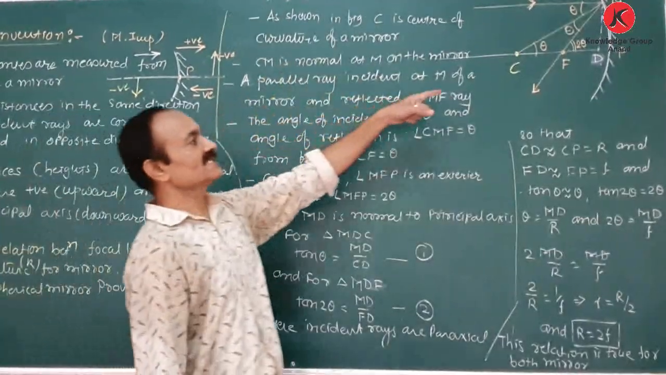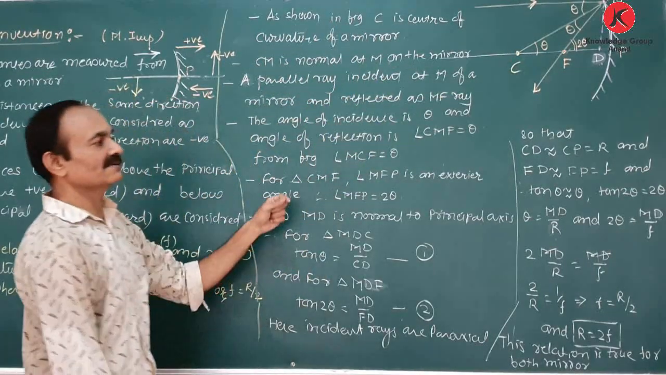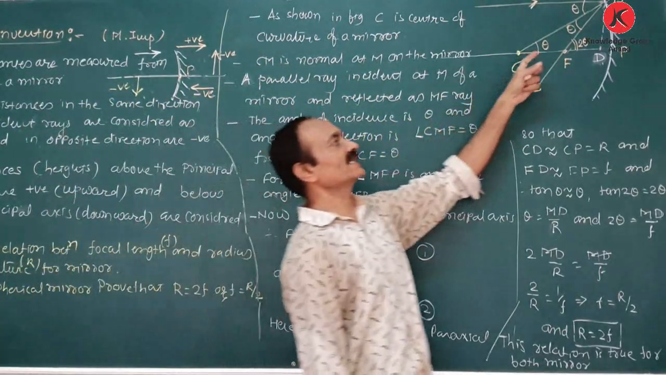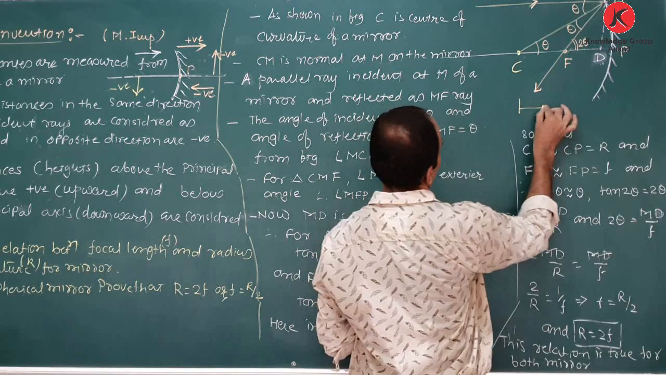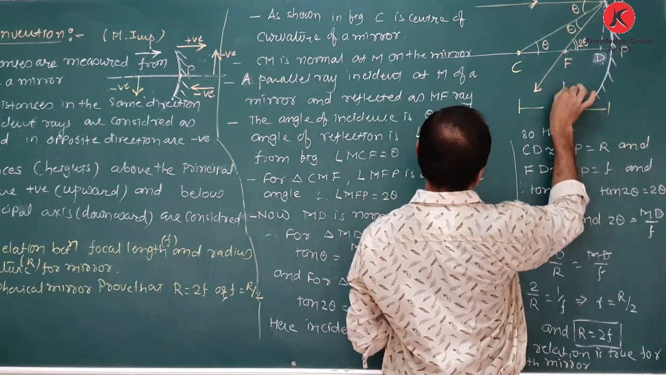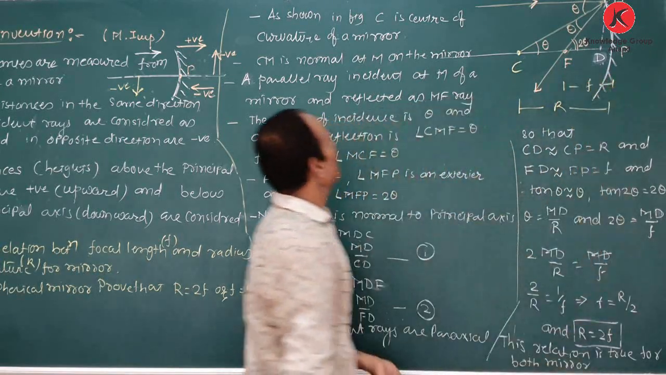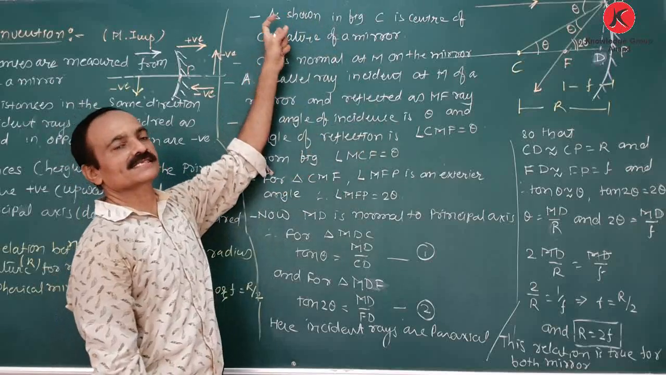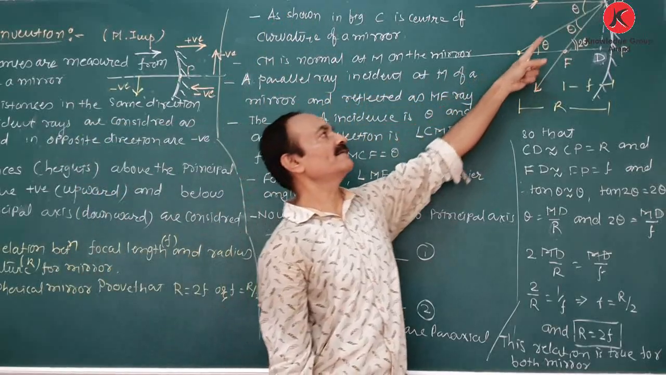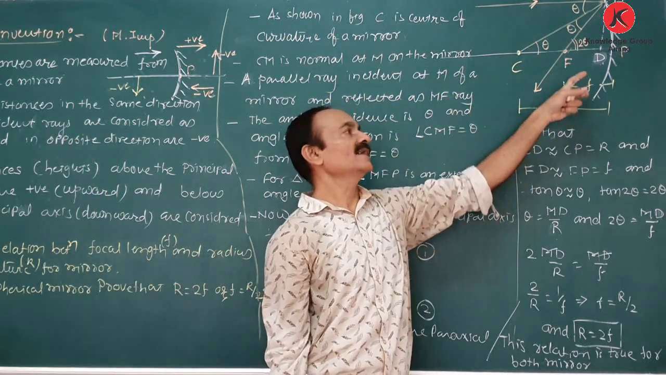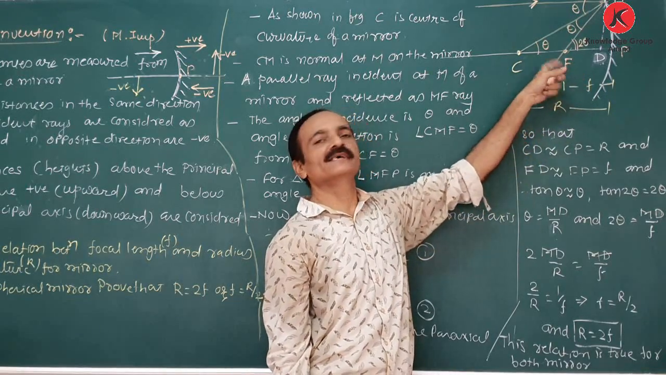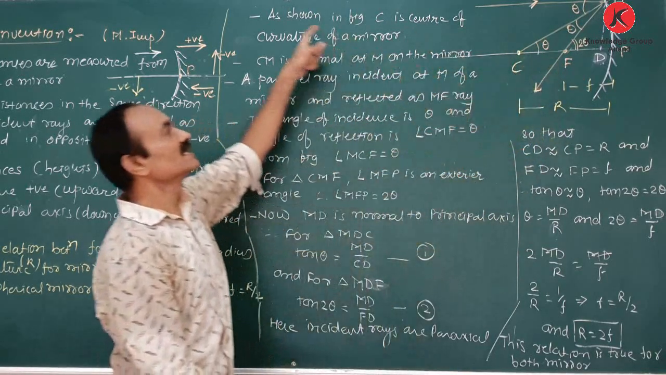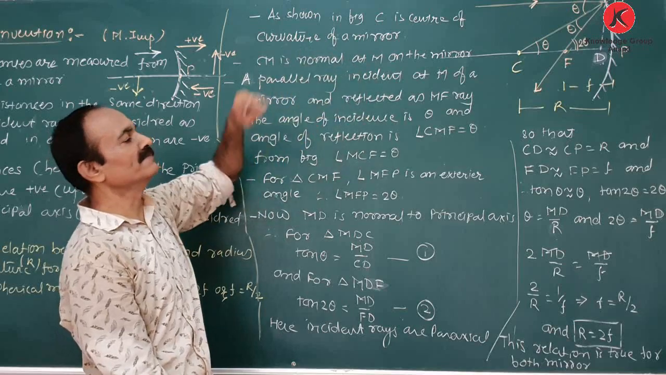Now, to obtain the relation between the radius of curvature capital R and the principal focal length f, as shown in the figure, what is C? C is the center of curvature of a concave mirror. In both types of mirror, this relation is right. Therefore, C is the center of curvature of a mirror.